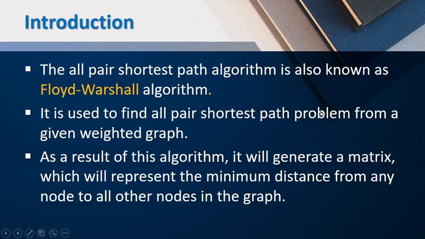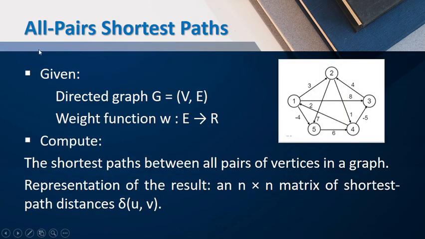So as an introduction, the all pair shortest path algorithm is also known as the Floyd-Warshall algorithm, and it is used to find all the shortest paths from a given weighted graph. As a result of this algorithm, it will generate a matrix which will represent the minimum distance from any node to all other nodes in the graph. So coming to our topic, the all pair shortest path, here is a graph.